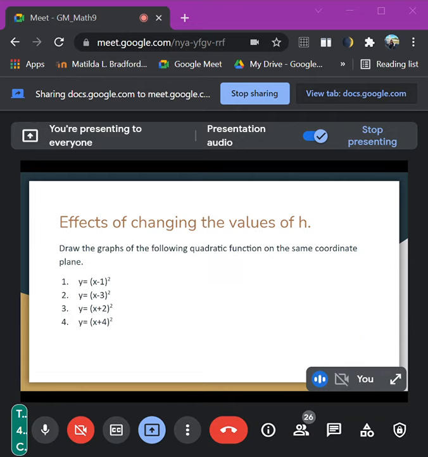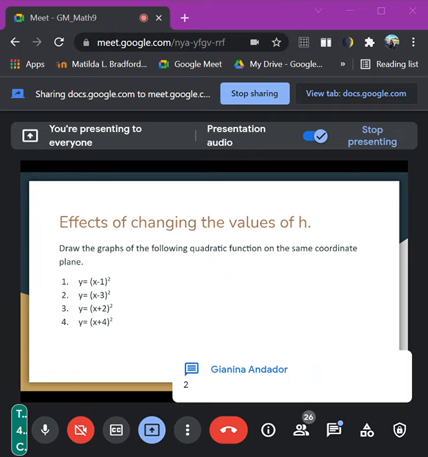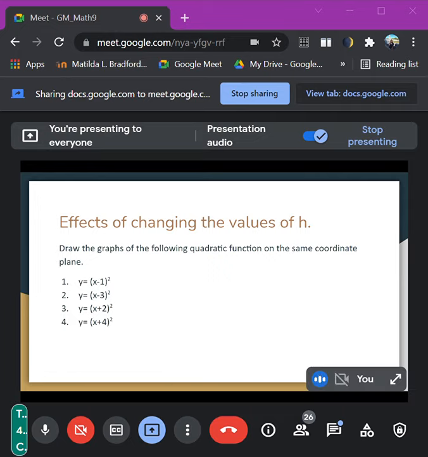Okay, number 1 is 1. For number 2, that is 3. For number 3, it is 2. And number 4 is 4. Okay, 4 for 4. Very good. We were able to identify it using the standard form of our quadratic function. So, very good.